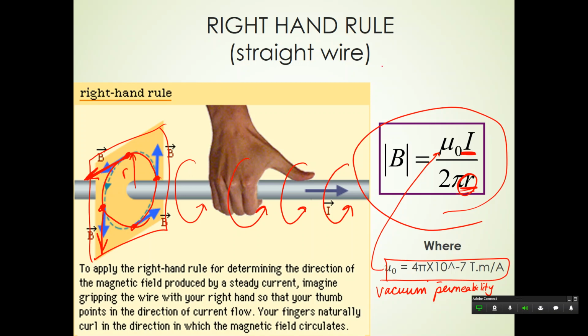So if I have a wire here like this with a current going in this direction, what is the magnetic field going to look like in two dimensions? What is the magnetic field going to look like on top of the wire and below the wire? Use your right hand and figure out what your fingers are doing.